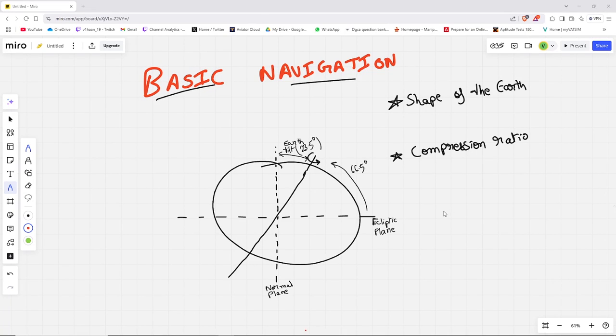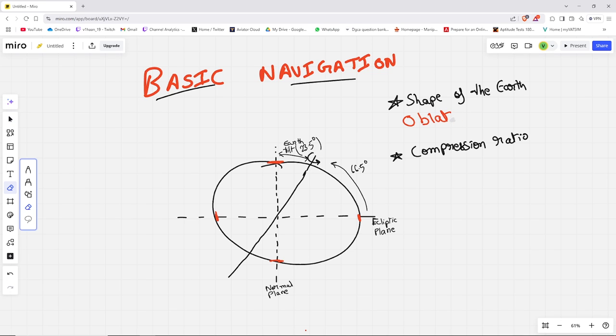Alright, let's start with basic navigation. Firstly, the shape of the Earth. As you can see, the Earth here is slightly flattened at the poles and slightly broader at the equator. So we know the Earth is not a perfect sphere, it's actually an oblate spheroid.